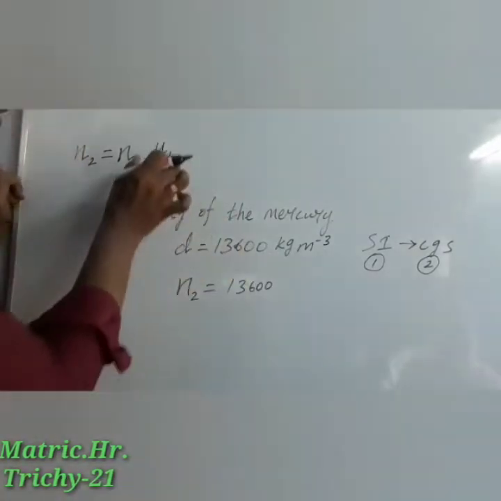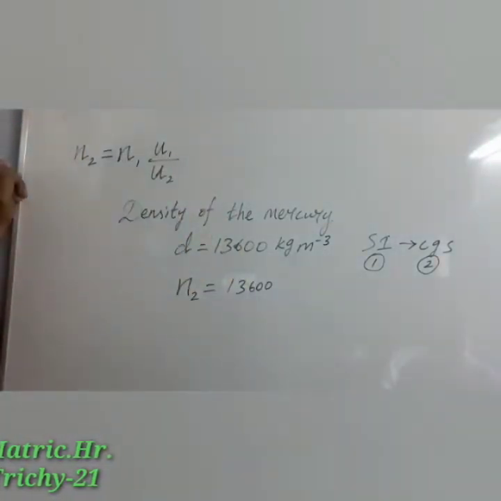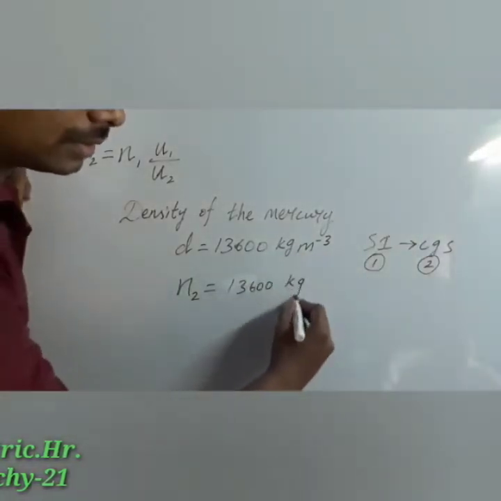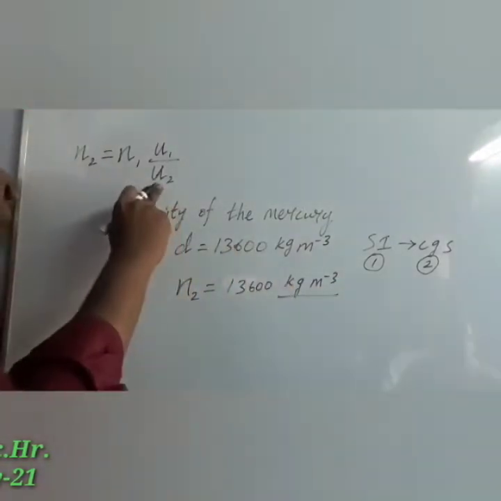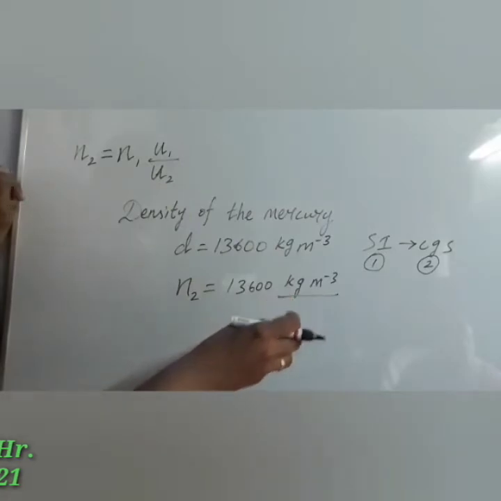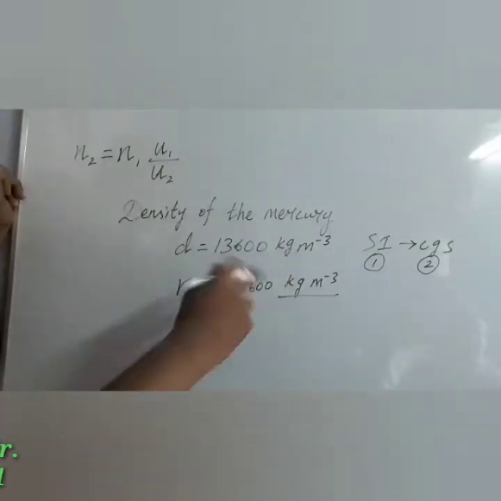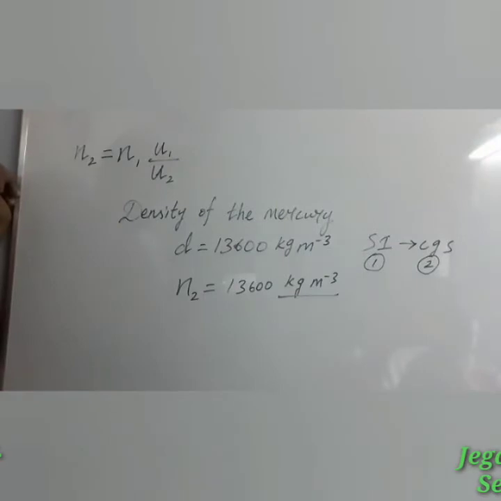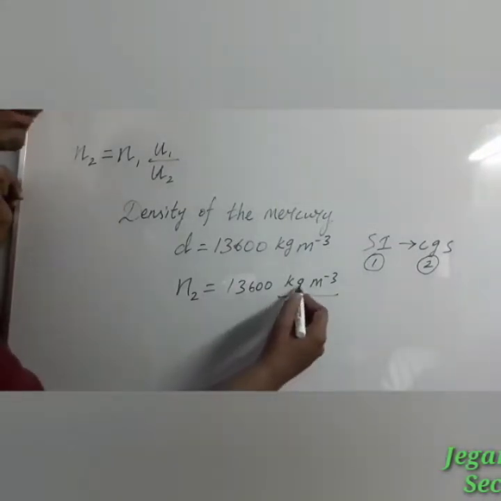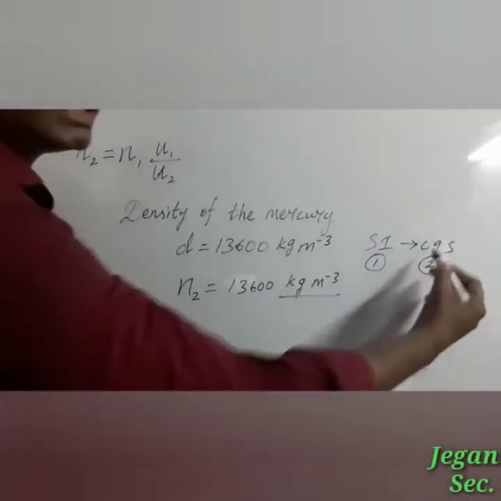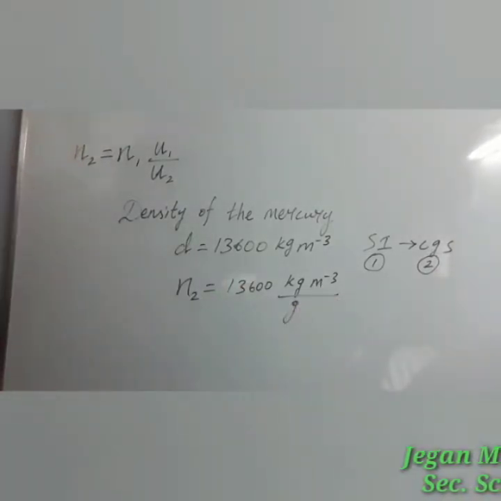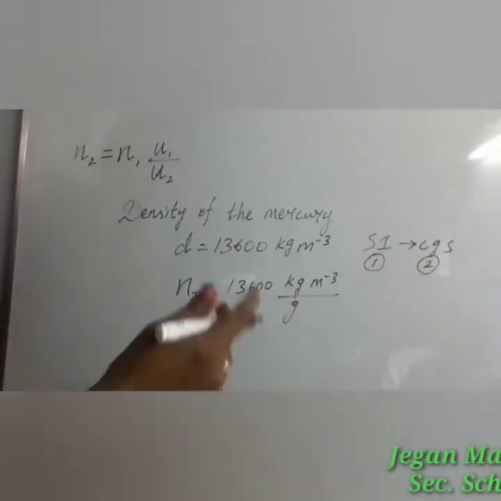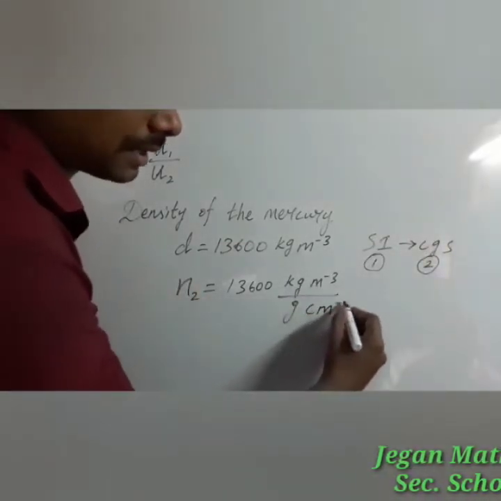13,600. U1 is a unit in the first system, the SI system. What is the unit? It is given as kilogram meter power minus 3. U2 is nothing but a unit of the density. What is the physical quantity here? Density in the second system. What is the second system? The CGS system. So instead of kilogram, you have to use g, which refers to gram. Instead of meter, you have to use centimeter, where c refers to centimeter. So you have to write centimeter power minus 3.